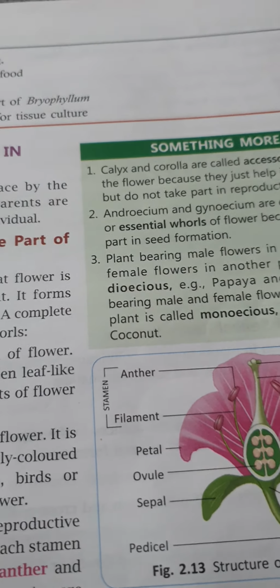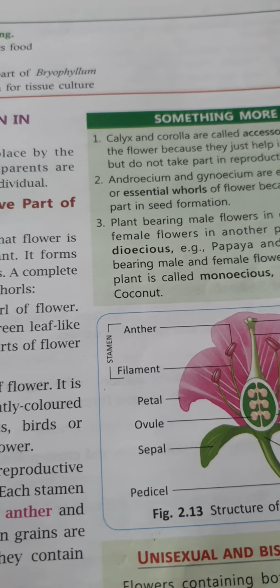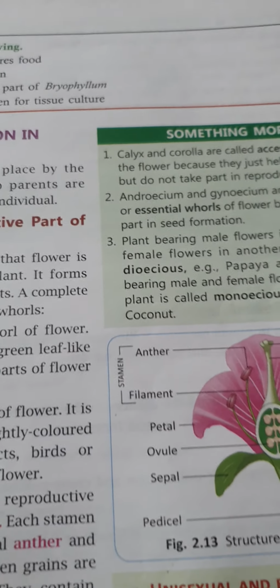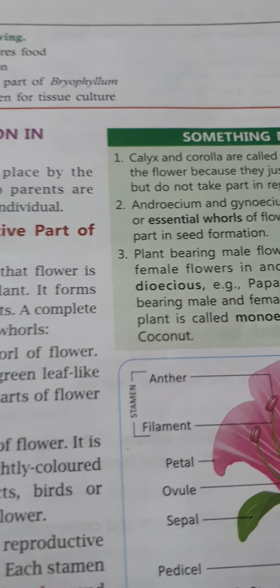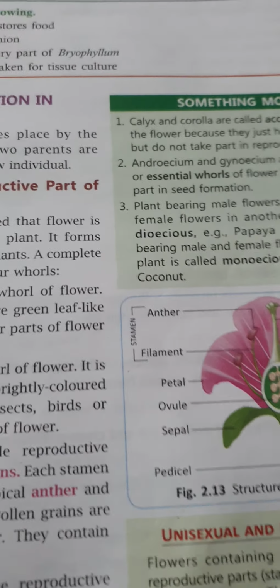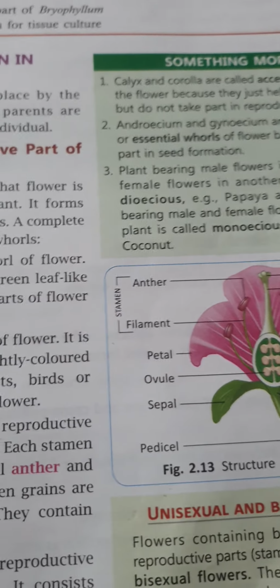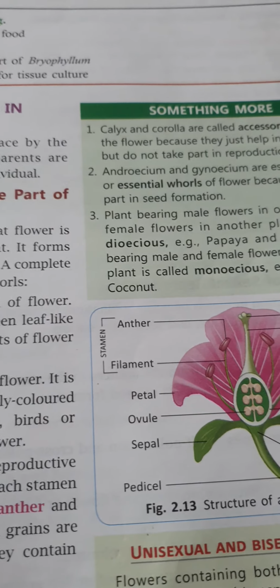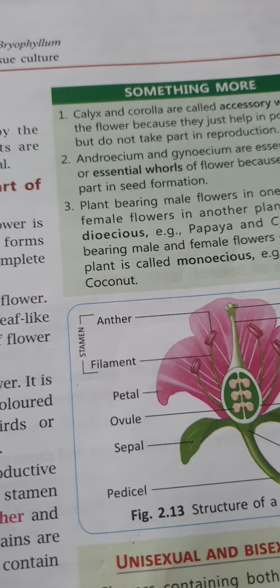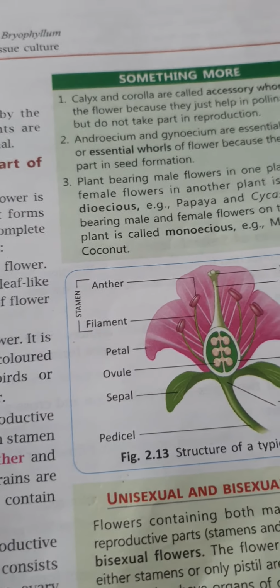Stigma is the upper part or the top of the carpel where the pollen grains from the other flower land and or stick. Style, it is a tubular structure that connects the ovary and the stigma, which is responsible for the transportation of pollen from the stigma to the ovary and holding the stigma in place.